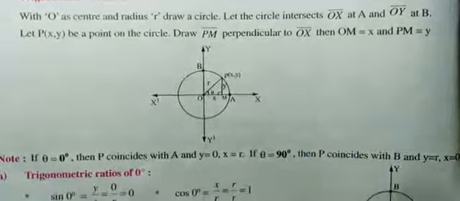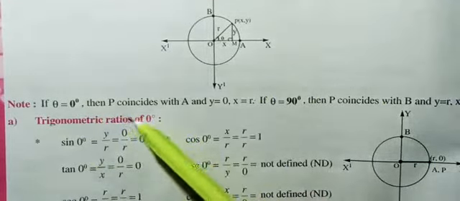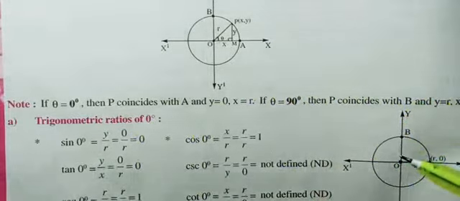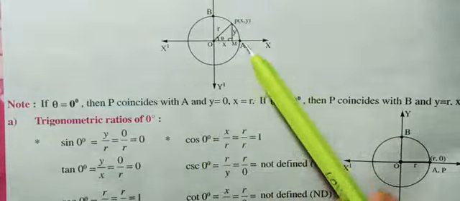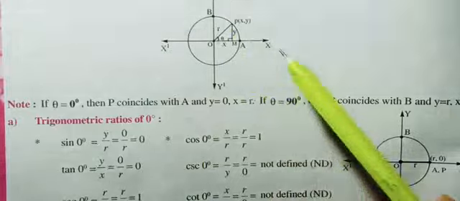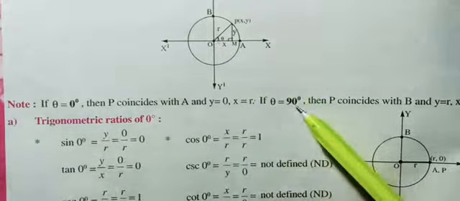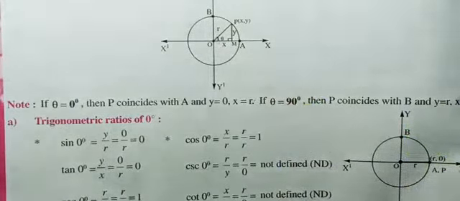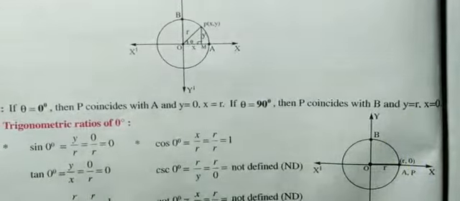If theta is equal to 0 degree, then the point P coincides with A, and Y is equal to 0. If theta is equal to 0, X should be R. And if theta is equal to 90, then P coincides with B, and Y is equal to R, and X is equal to 0.